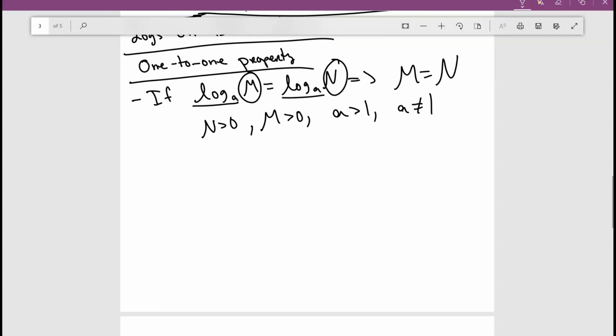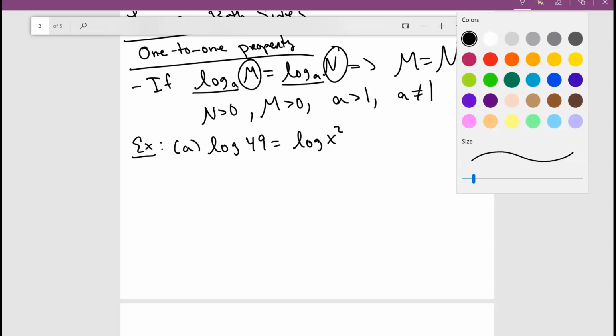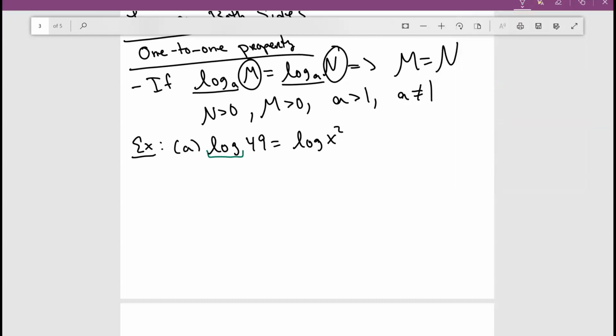Okay, so let me just give you a couple of examples of what that might look like. So let's say we had log of 49 equals log of x squared. Okay, so remember, because we have logs on both sides, if the logs are the same, that means that the arguments are also the same. So that means 49 equals x squared. So basically we can kind of cancel the logs out, but don't think about it that way. But that's what we have.